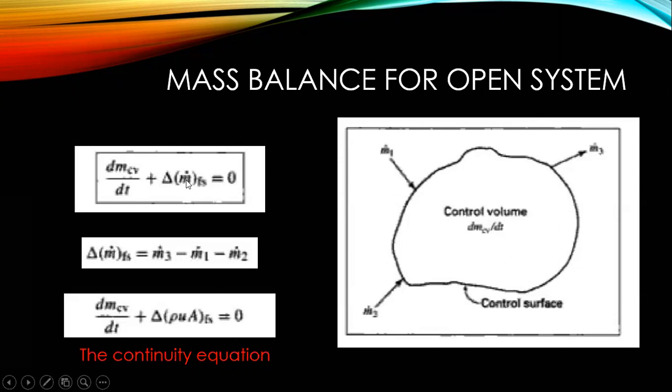Tapos 'di ba yung m dot kanina dinefine natin na equal siya sa density times velocity times area. Density is equals to mass over volume, so density times volume is equals to mass, volumetric flow rate. So that's why we have here velocity times area. So this is the continuity equation. Kaya lang, siyempre, steady state lang yung i-consider natin dito. Sa industry naman, steady state din lang talaga yung kanyang system. So mawawala din naman to later, yung dm/dt natin.